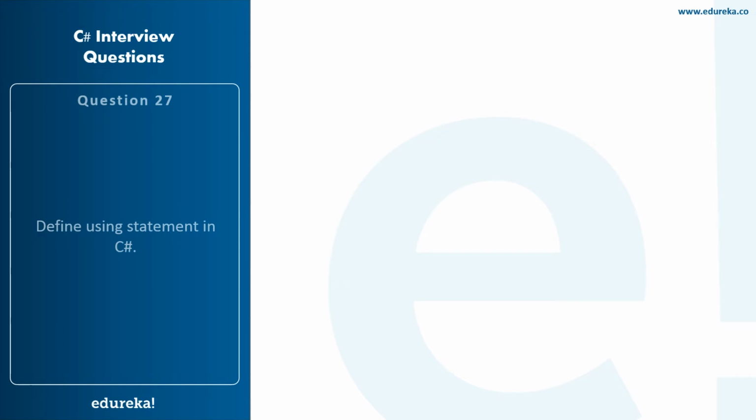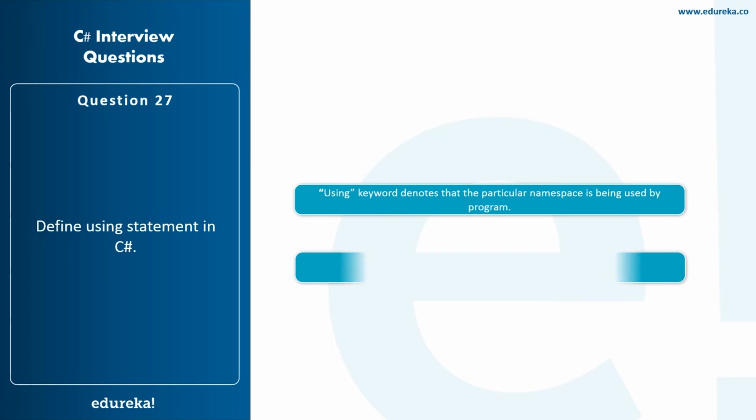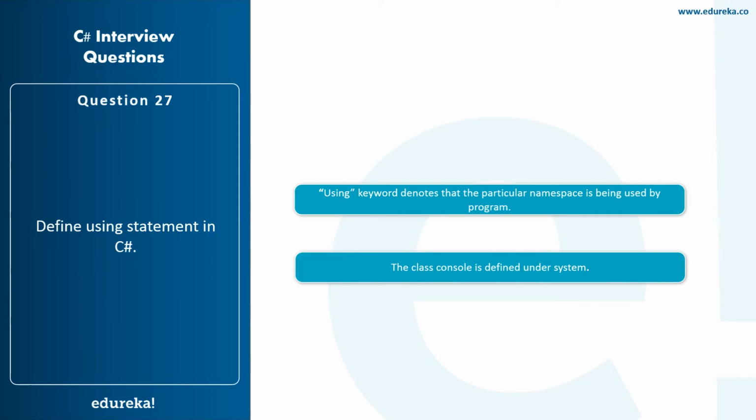So I'll move on to the next question, which says define using statement in C Sharp. Well, the using keyword simply denotes that the particular namespace is being used by the program. For example, using System. Let's say I write the keyword using and then I write System. Here, System is a namespace, as I had already explained in namespaces, that System is one of the most popular ones. The class Console is defined under System. So we can use Console.WriteLine or ReadLine in our program. So that's how the using statement works.